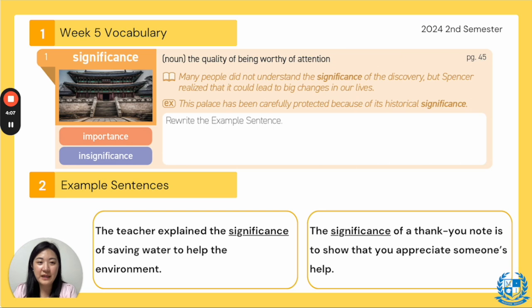So, don't forget, I only say it once every video. Make sure you write this example sentence, the one that we read together, here in this white big box. That's part of your vocabulary homework.